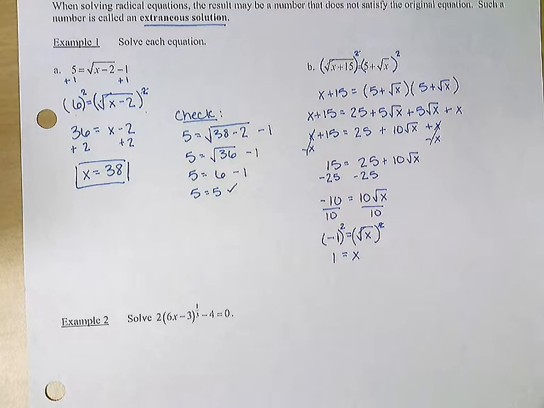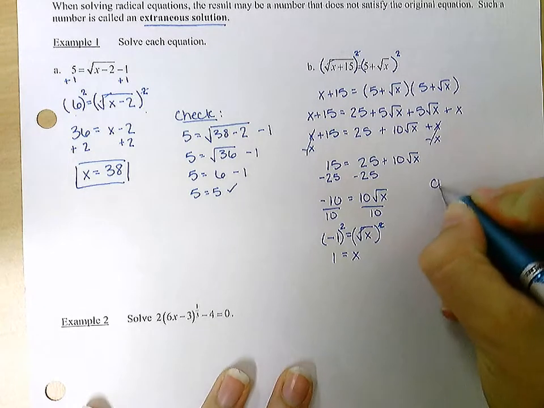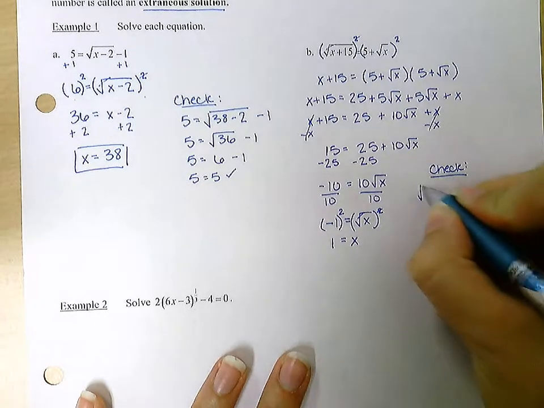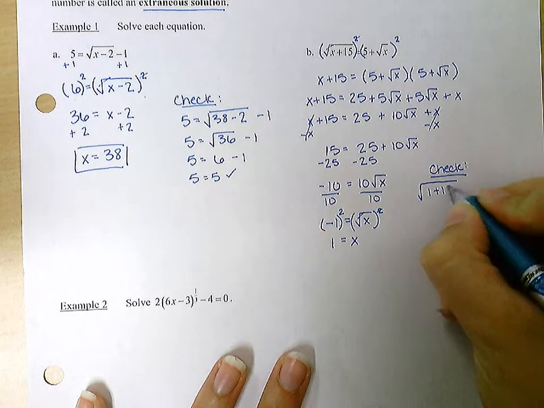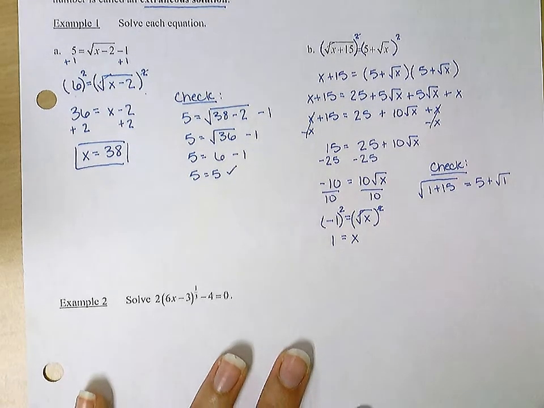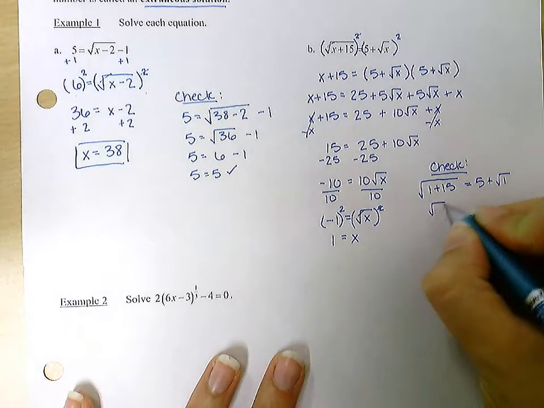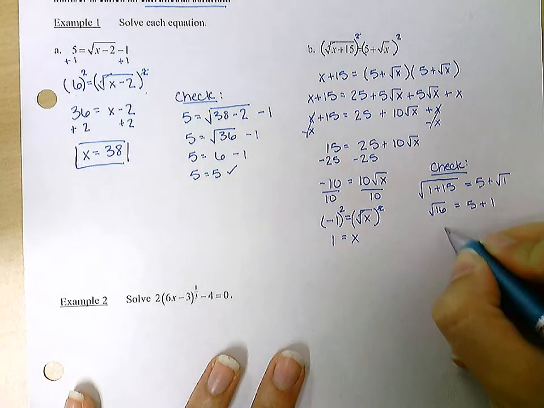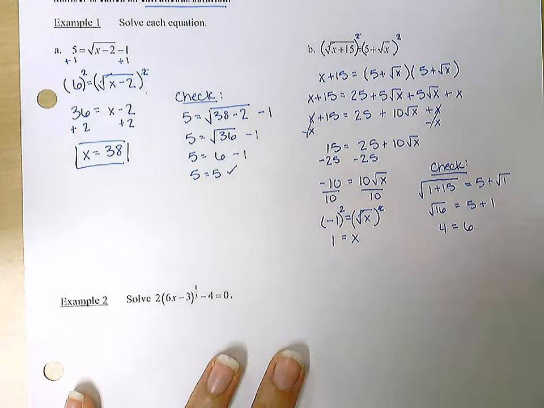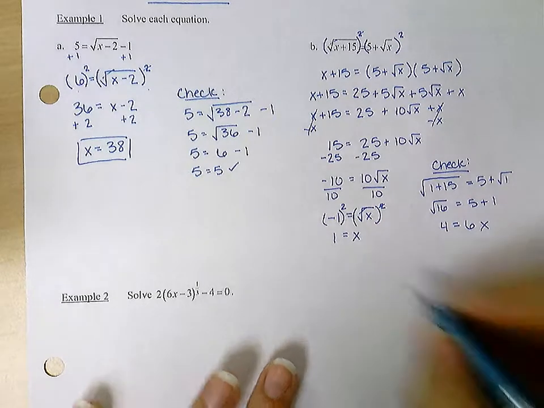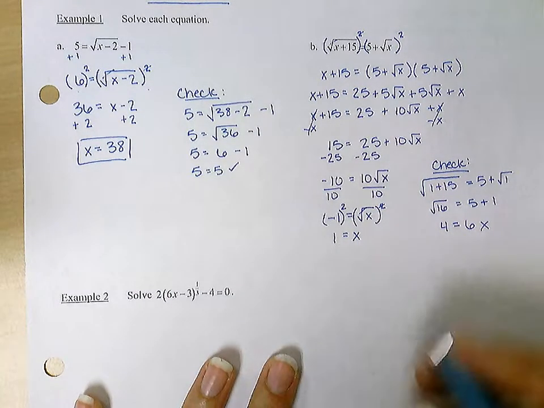Now again, before you circle or box your answer, you do need to check that it works. So here's my root. So I have 1 plus 15 equals 5 plus the square root of 1. Okay, so I have the square root of 16 is equal to 5 plus 1. Square root of 16 is 4, equal to 6. Is that true? No. So this one is an extraneous solution.